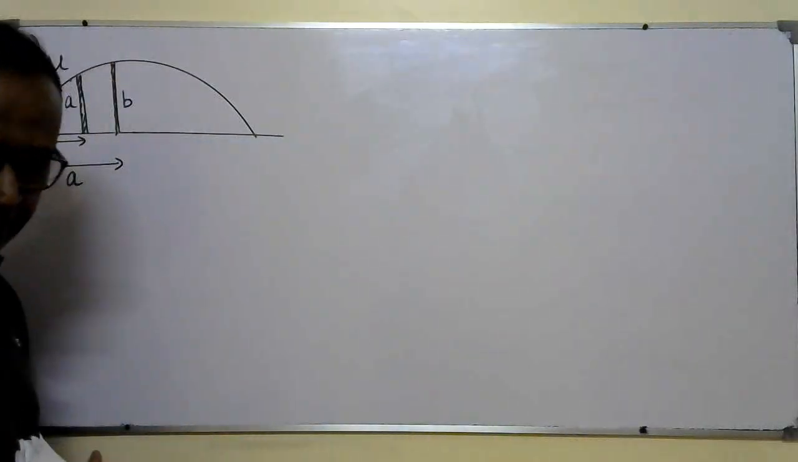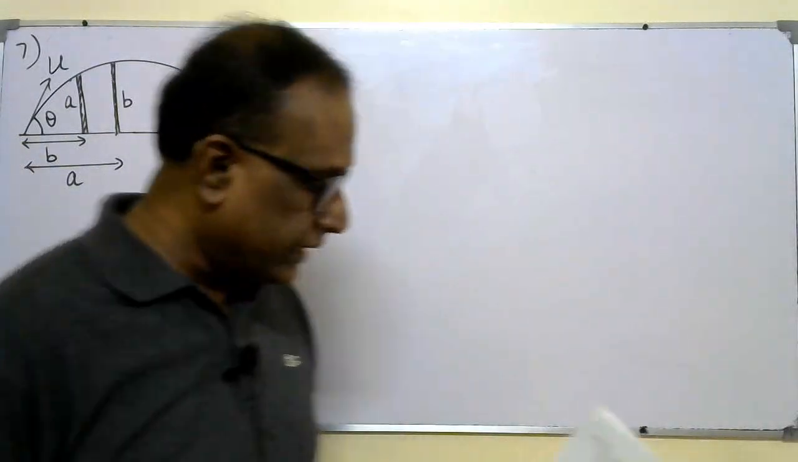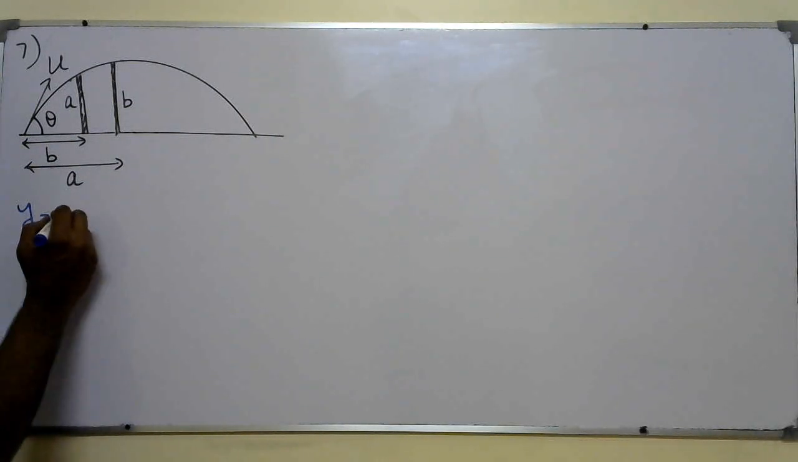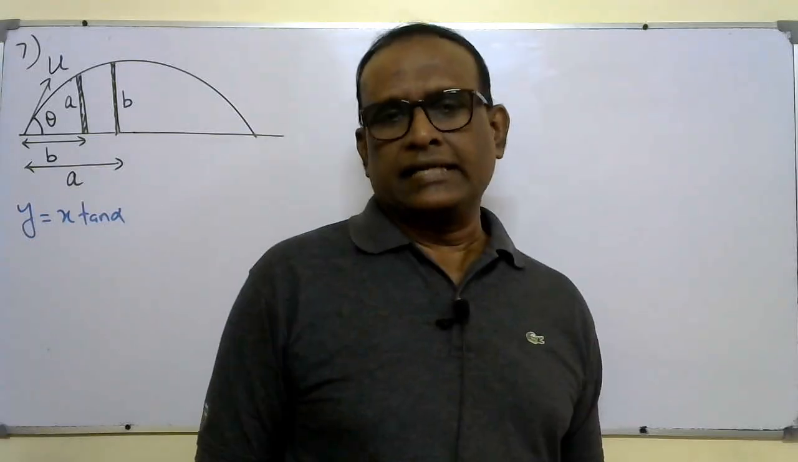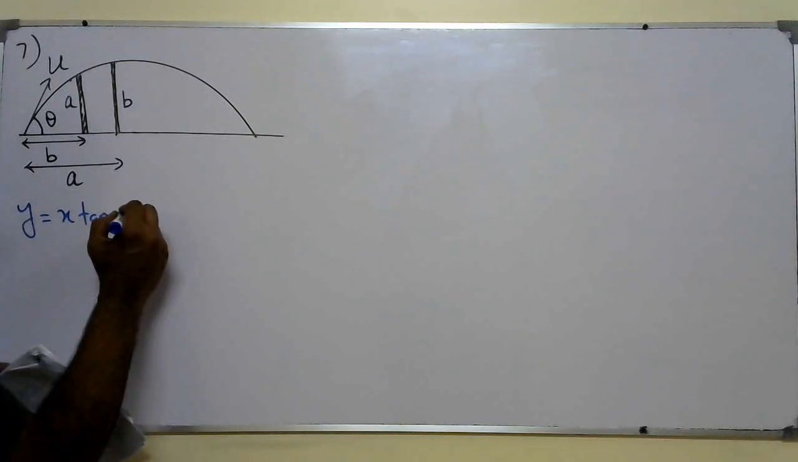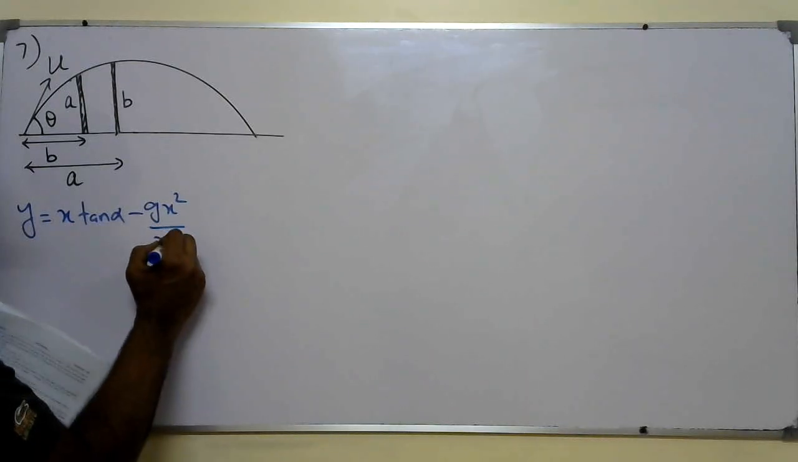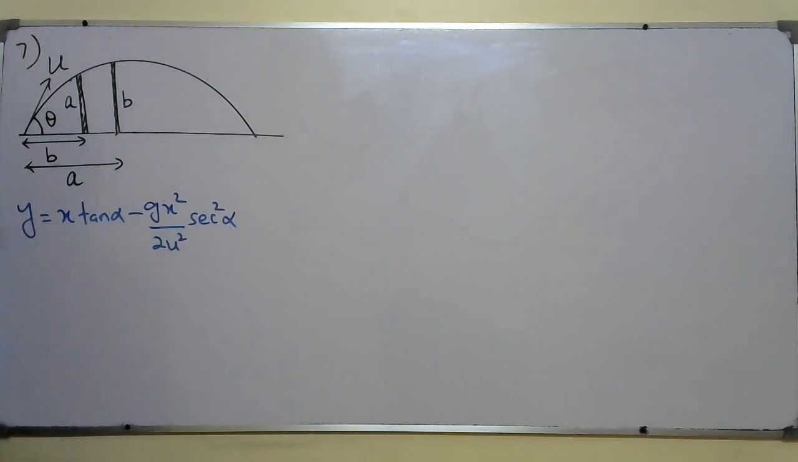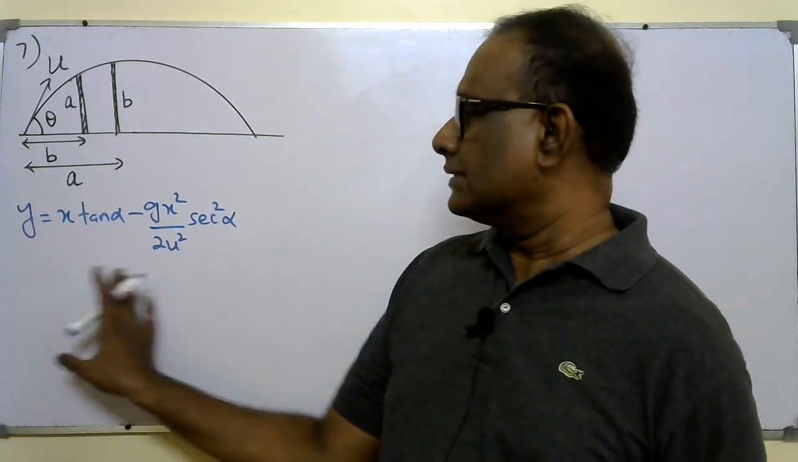Right, okay. So in this answer, we are going to use the first part, which is a theory. All the textbooks have that. That shows that y equal x tan alpha, where alpha is the angle of elevation. General standard equation, but here we are going to replace alpha by theta, right? x tan alpha minus gx squared over 2u squared sec squared alpha. So I will use this equation in this question, it's a theory part.